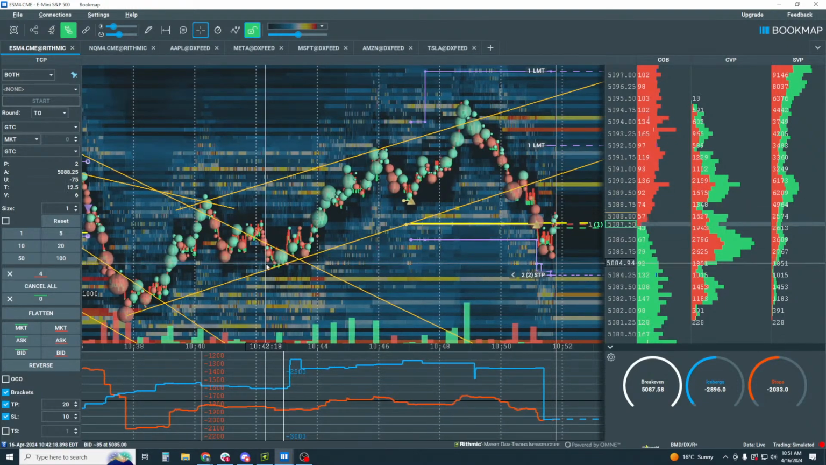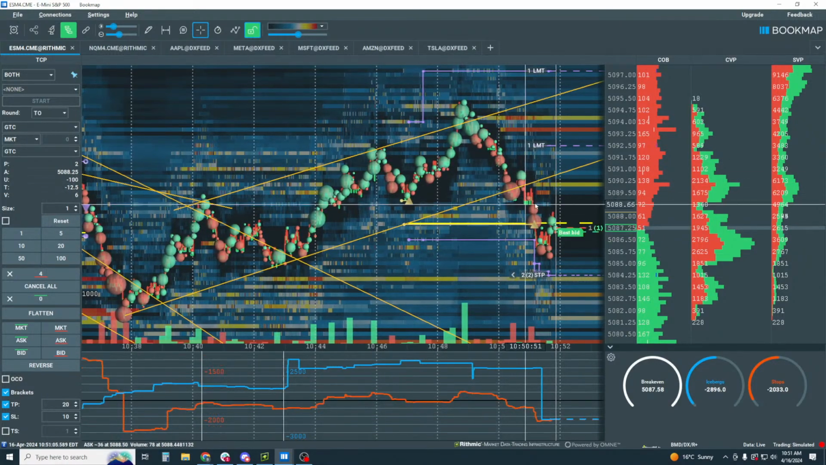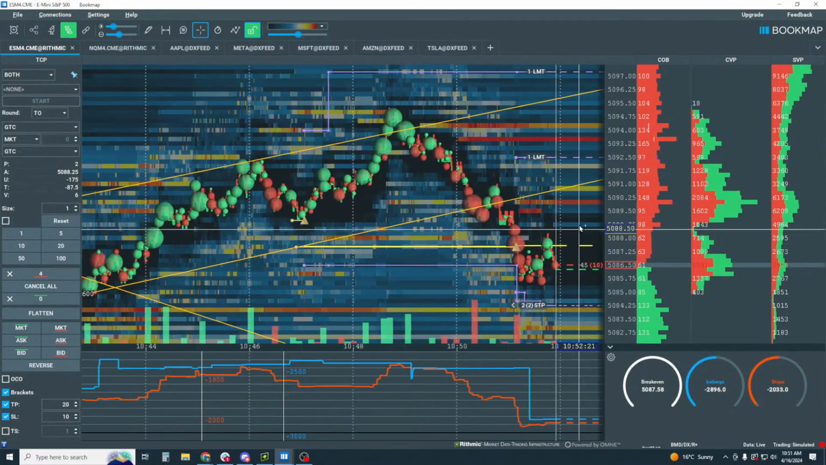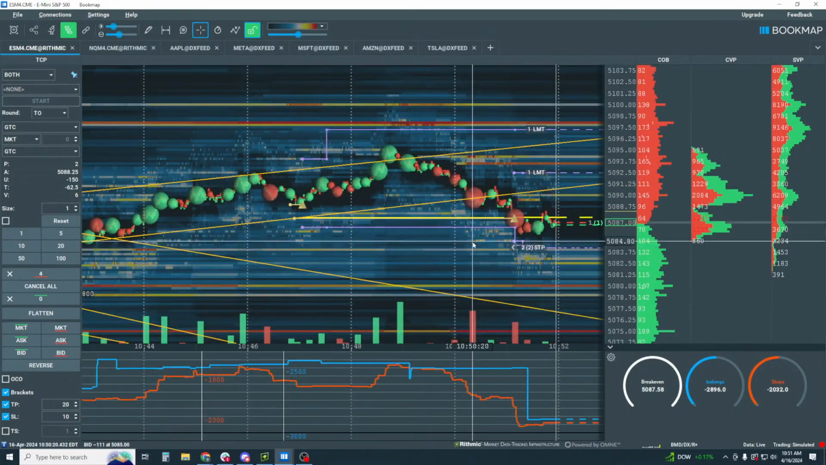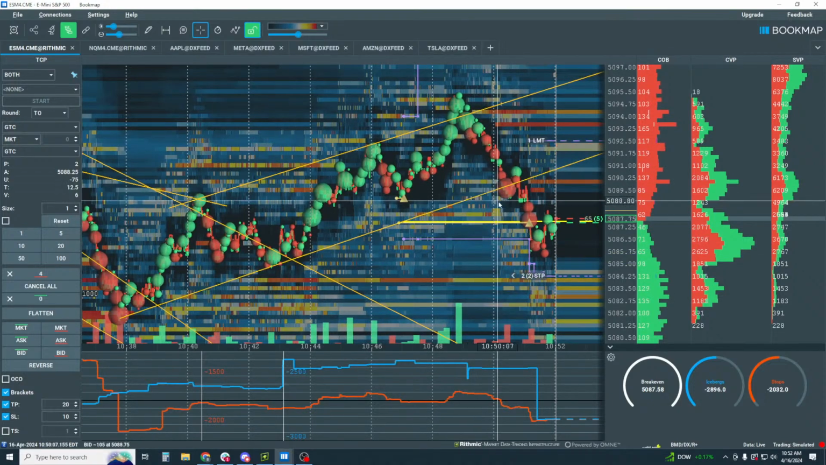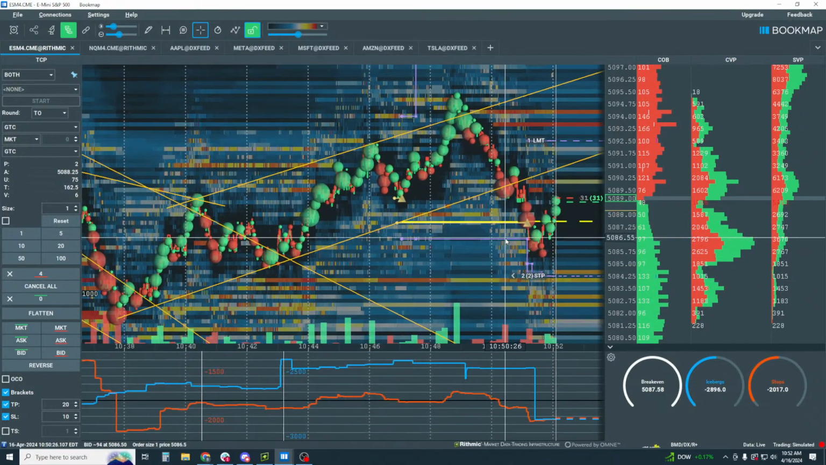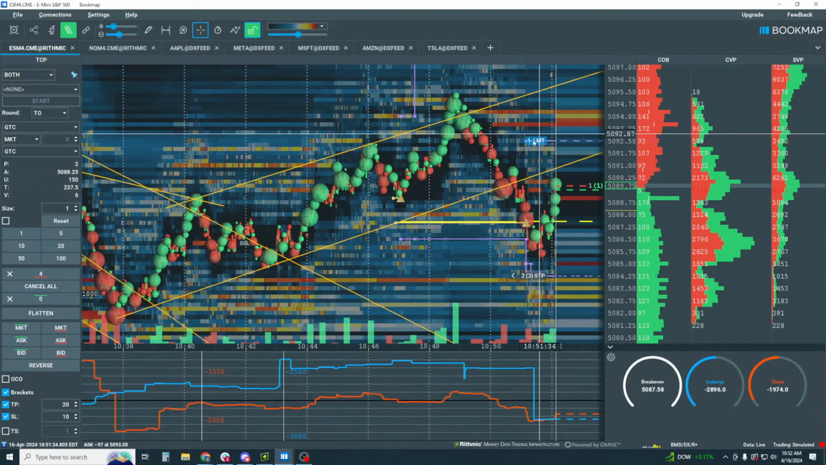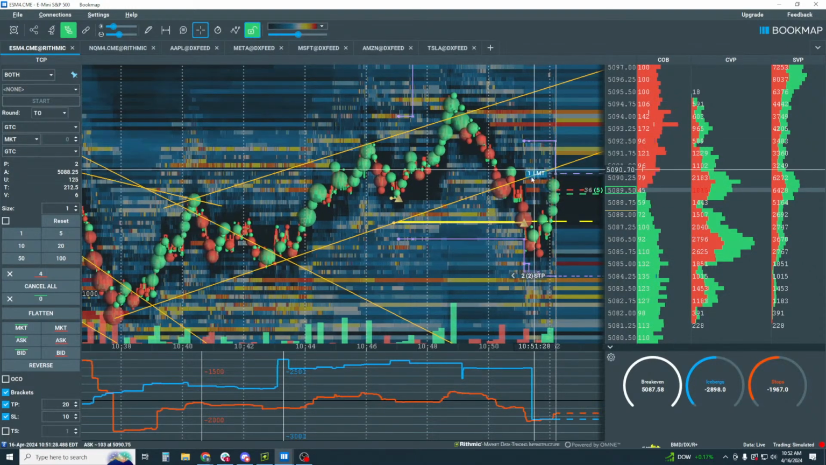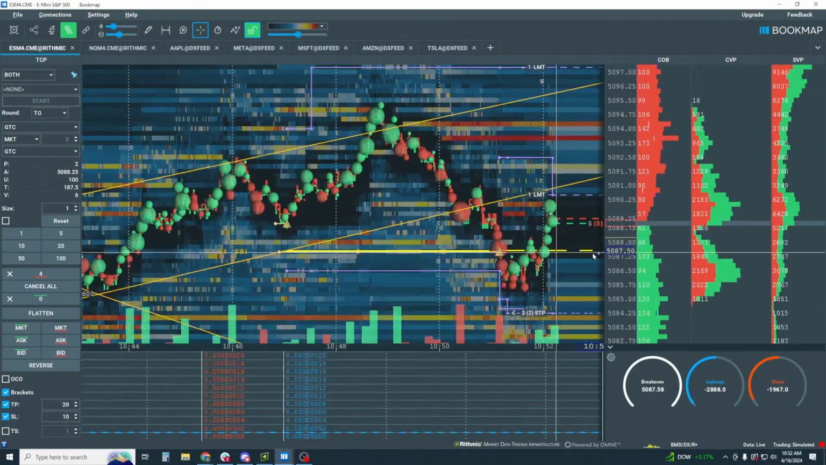Okay, this is our support. We did break this range in here. We probably should have gotten out in here and then just called it, that's it for the trade. Okay, so again, we're coming back up to the top of this area. Maybe I'll take some off there and continue on in this position.